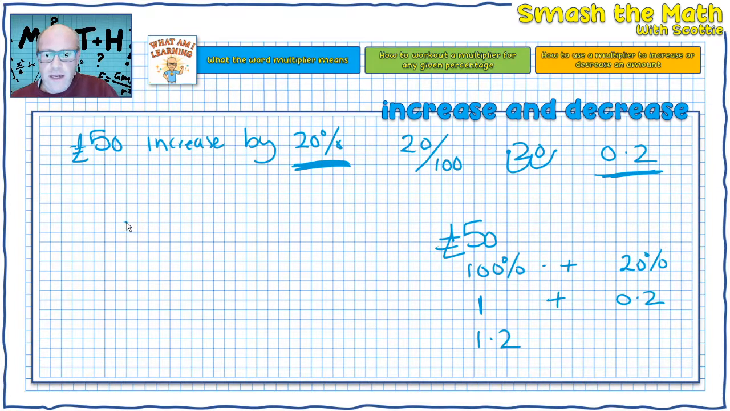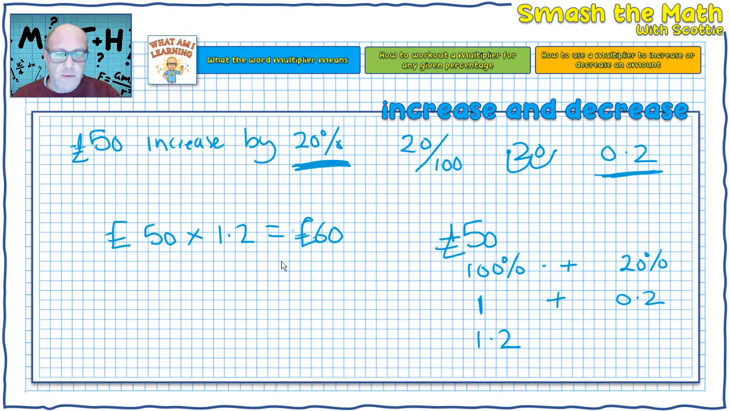So to work out an increase, I'm going to do £50 or 50 in a calculator times 1.2. Okay, and if you put that in your calculator, you're going to put times. So I'll grab my calculator here, and I'm going to put 50 times 1.2. The answer I get is 60 or £60. Okay. All right, so that's an example there.